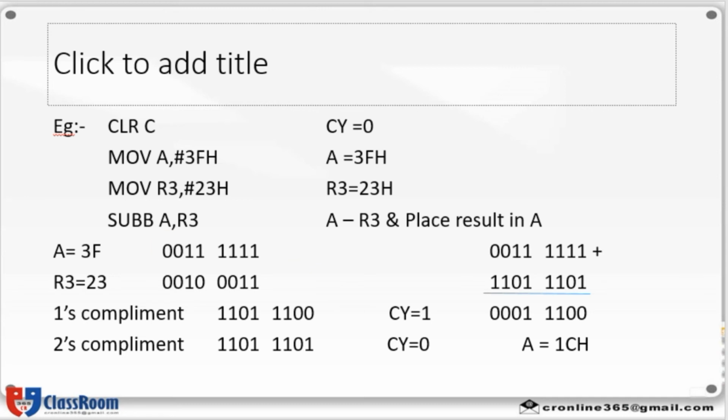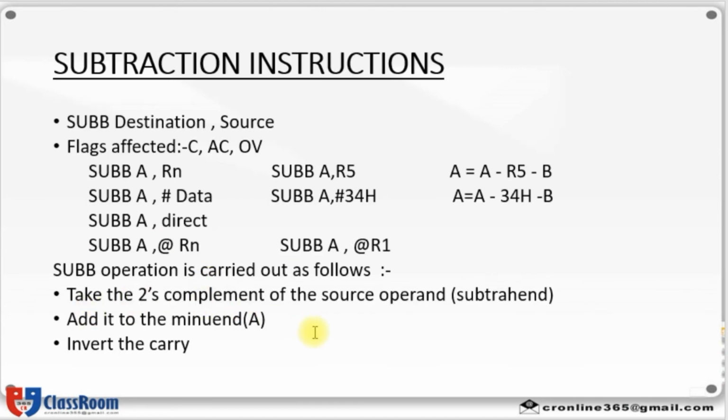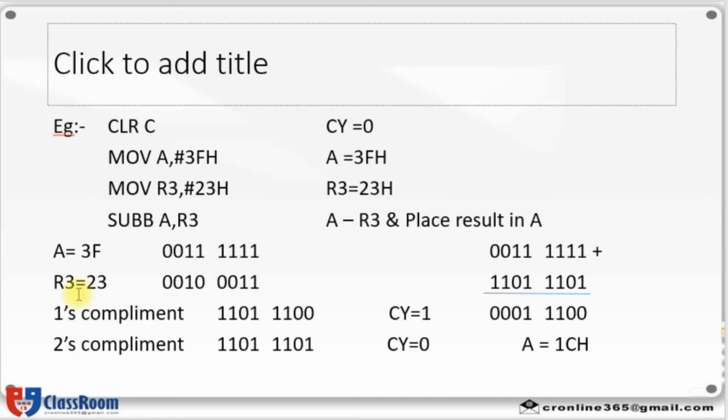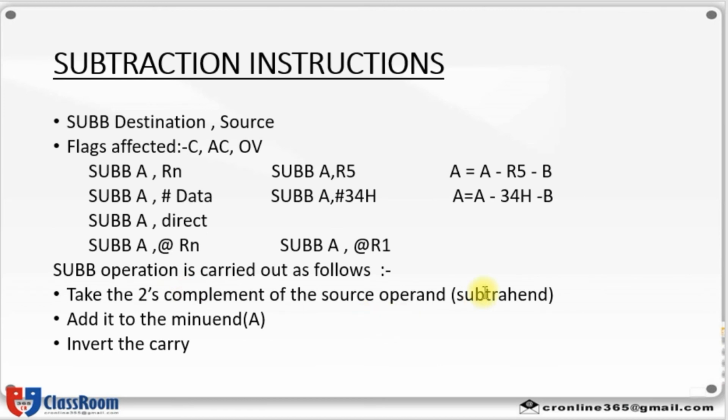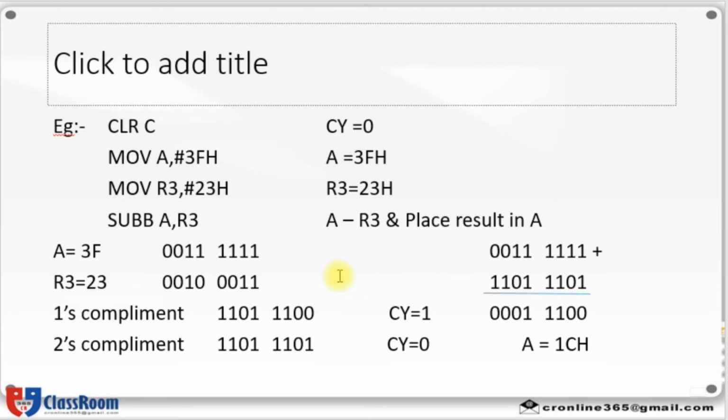Then what I have to do is take the 2's complement of the source operand. Here you know that the source operand is this R3, because SUBB destination, source. So your source operand is this R3. I have to take the 2's complement of the source operand. 2's complement means 1's complement plus 1 will give you 2's complement.